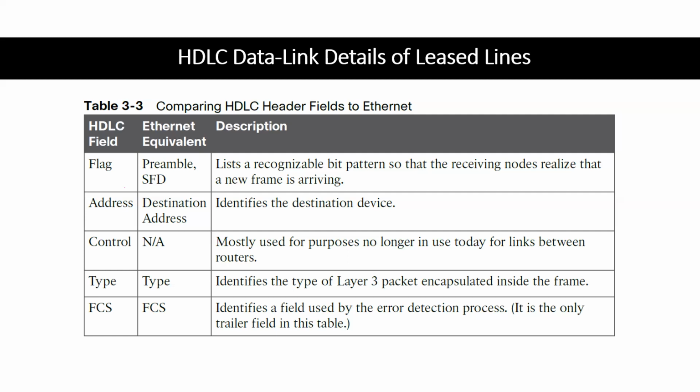HDLC field, address. Ethernet equivalent. It's only the destination address. And so you guys are probably thinking, well, what about its source? In HDLC, it's only worried about making sure it gets to where it needs to properly. So it's only going to put in there the destination address. That's all that's going to be in the address field in HDLC. That's the difference. You're going to have your control, you're going to have your type, and just like I told you guys, the type section identifies the type of layer 3 packet encapsulated inside of the frame. And of course, we're going to have the FCS in the trailer.